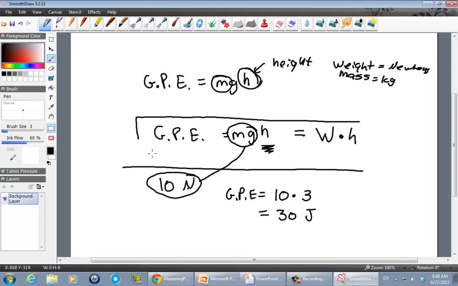So you might want to write this down too. Gravitational potential energy equals mgh, and that's the same as weight times height. So if they give you weight, use this. If they give you mass, use this.